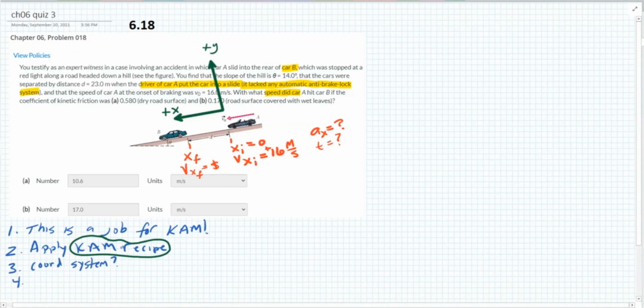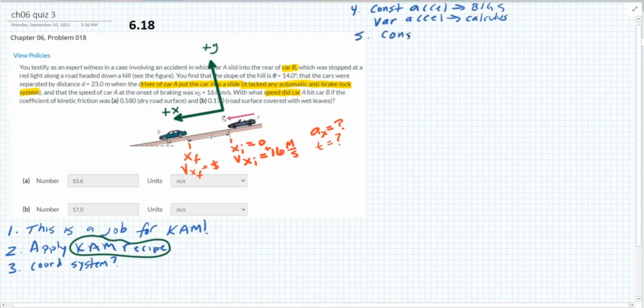Let me move over here in case I'm getting too low on the horizon. Number 4. Here's the next recipe item. Is this constant acceleration kinematics or variable acceleration kinematics? If it's variable acceleration kinematics, this is a job for calculus. If it's constant acceleration kinematics, it's a job for the big 5. And I'm thinking this is constant.